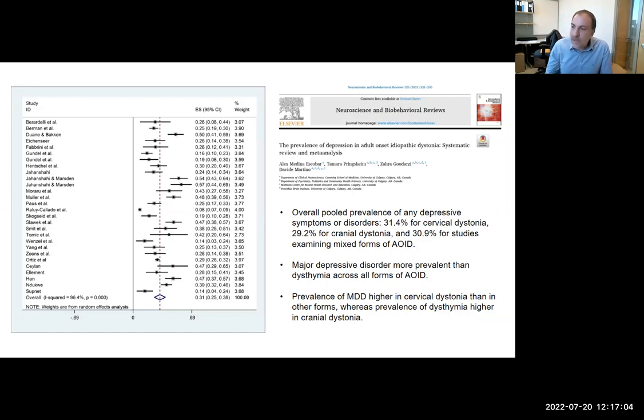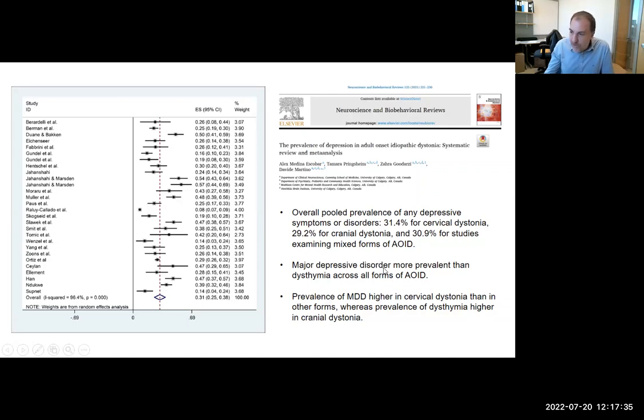We have conducted systematic reviews on this topic to better understand the prevalence of depression and anxiety in people with dystonia, also to inform new clinical studies. The vast majority of the studies that we have reviewed are service-based studies, not population-based studies. And we found an overall pooled prevalence of about 31% for cervical dystonia, about 29% for cranial dystonia, and 31% in studies that examine mixed forms of dystonia. This is in respect to any depressive symptoms or disorders.